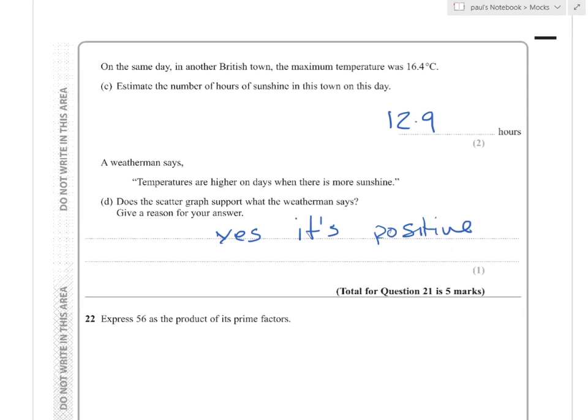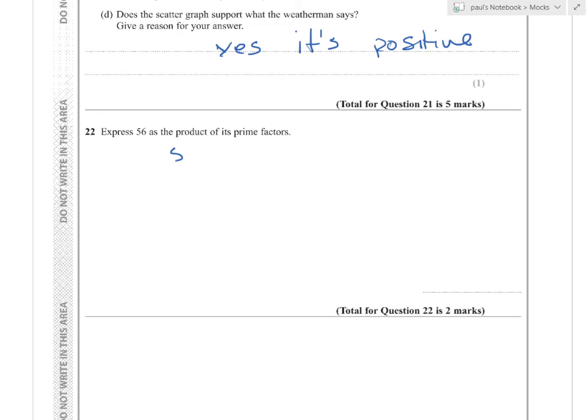Express 56 as a product of its prime factors. So I'm going to do a little factor tree now. What's half of 56? 28. So 2 times 28. So that's 2 times 14. And that's 2 times 7. They're all prime numbers. So it's 2 times 2 times 2 times 7. I could write that as 2 cubed times 7. I think that would be nice if I did that. Don't know whether they will actually want that.